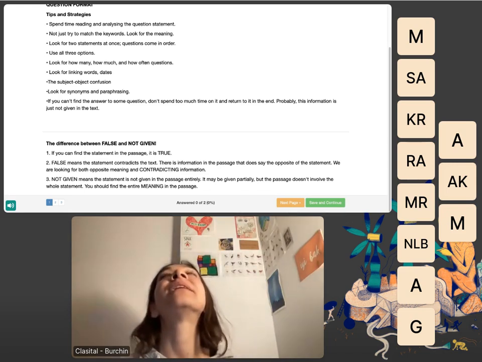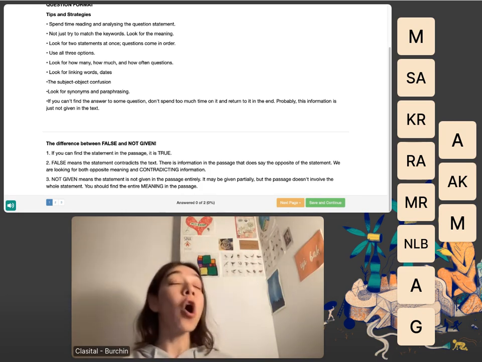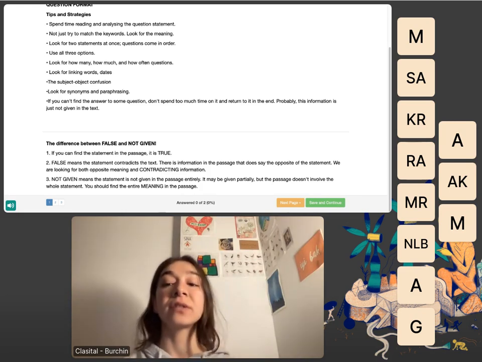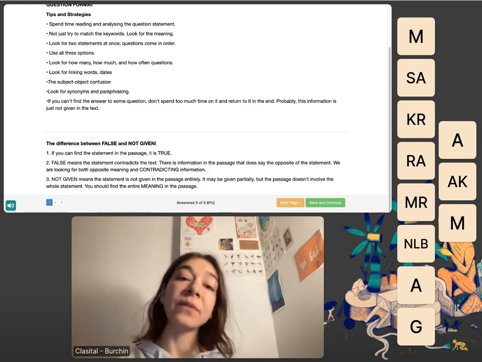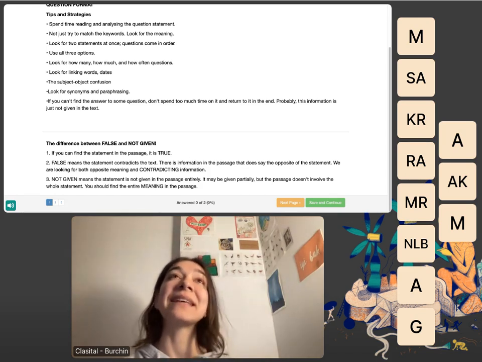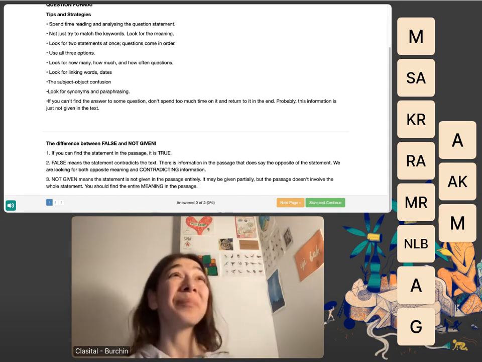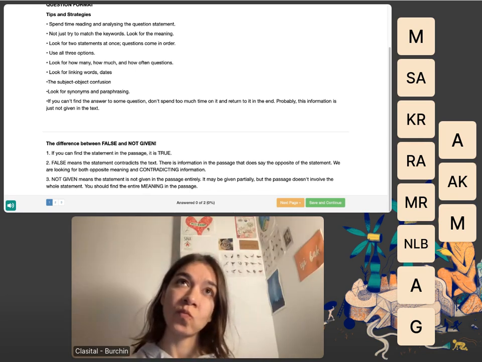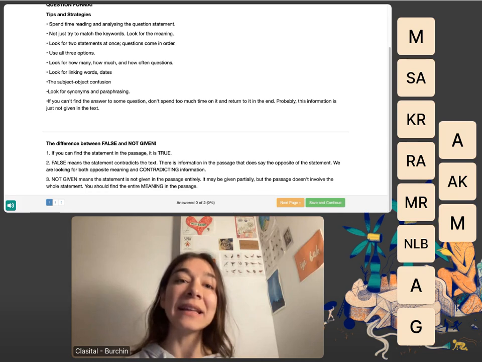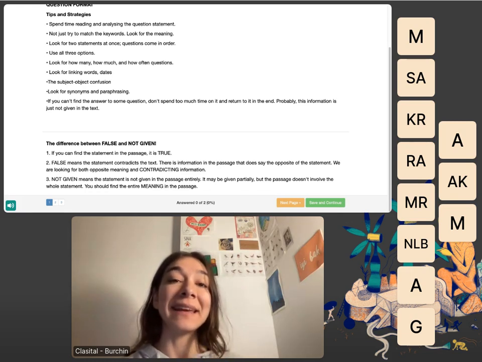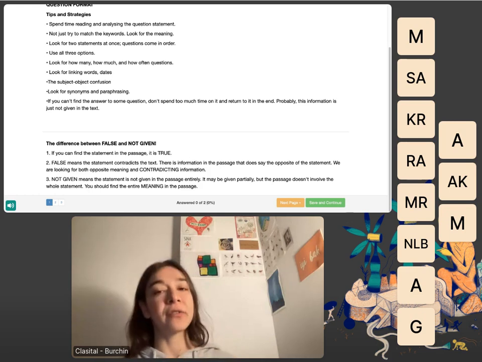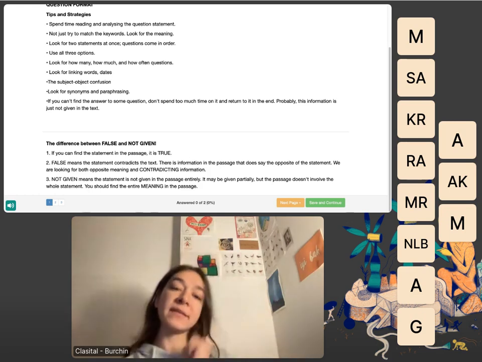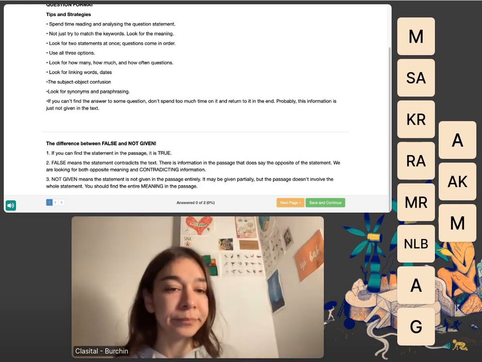For example, if the passage says the trains always arrive on time, and the statement says the trains usually arrive on time, it means the statement is false, because the passage says they always arrive on time.